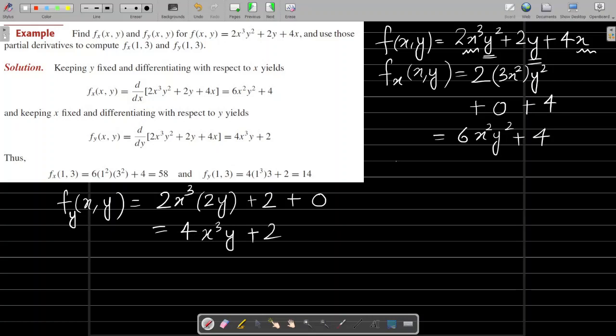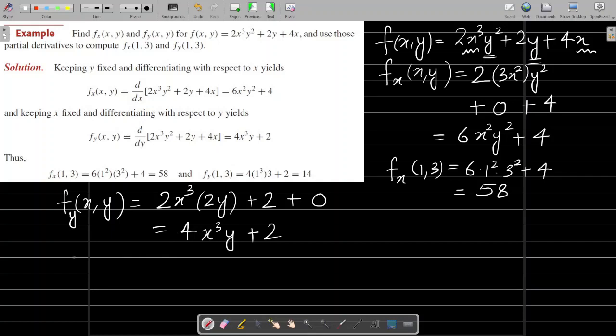Now if I have to find the partial derivative fx at 1, 3, all I have to do is just substitute x equal to 1 and y equal to 3. So 6 into 1 square into 3 square plus 4. So 9 into 6 plus 4. So 54 plus 4 is 58.